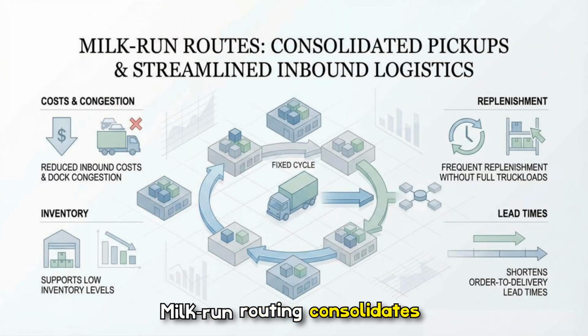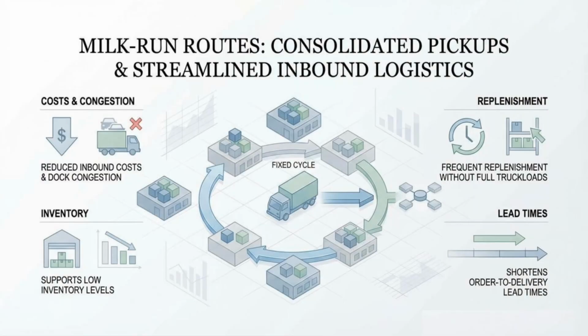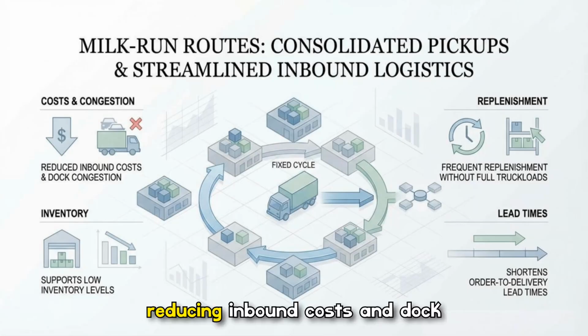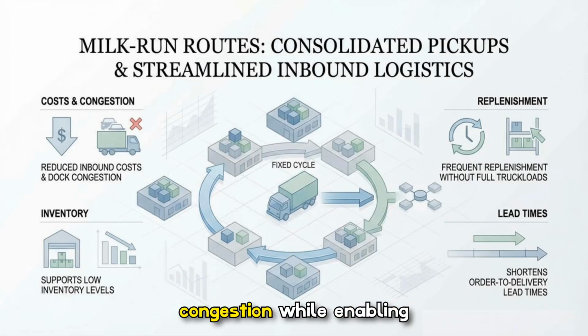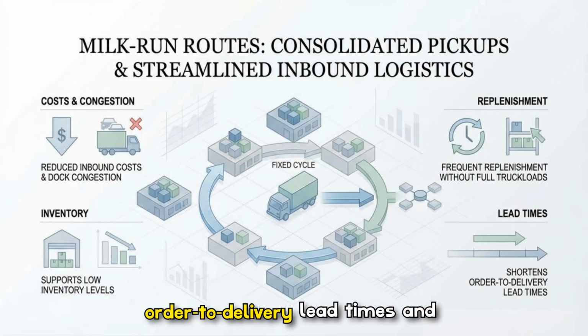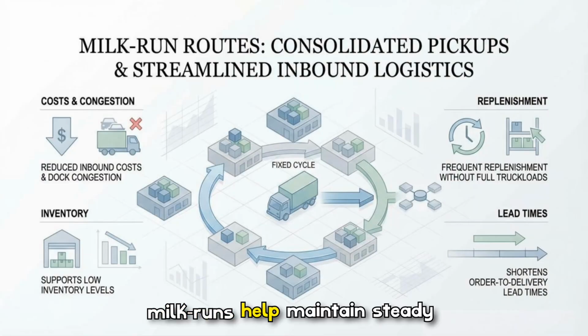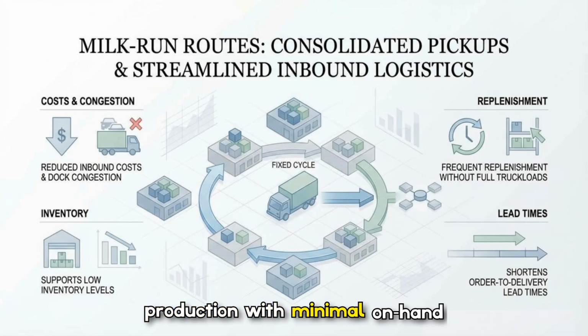Milk Run routing consolidates pickups and streamlines inbound logistics to support low inventory levels. The visual shows a fixed cycle truck visiting suppliers frequently, reducing inbound costs and dock congestion, while enabling replenishment without full truckloads. By shortening order-to-delivery lead times and smoothing inbound flows, Milk Runs help maintain steady production with minimal on-hand inventory.